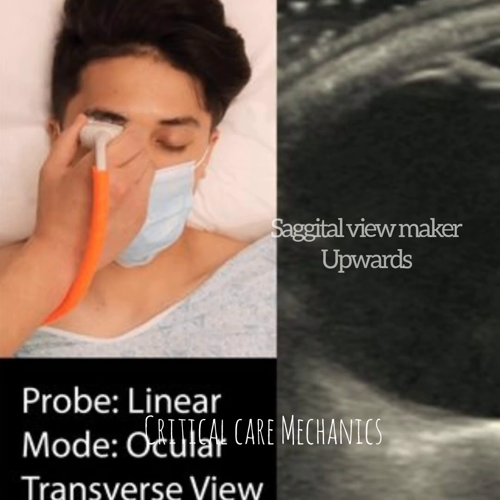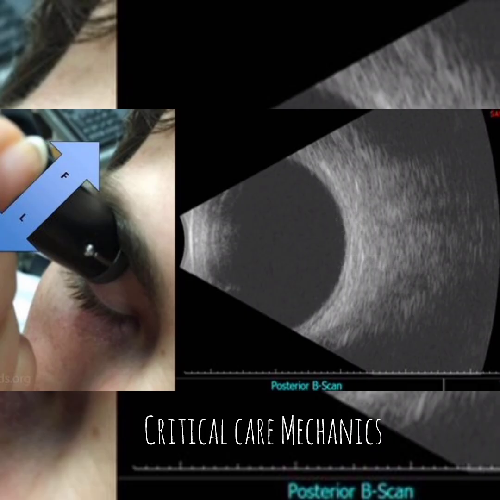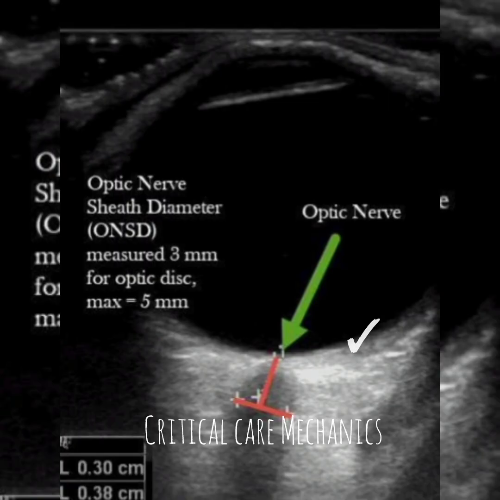2. Identify structures. On ultrasound you'll see the globe appears as anechoic, black. The retina appears as a hyperechoic line. The optic nerve is a hypoechoic tubular structure behind the globe. 3. Measurement point, most important: measure 3 mm posterior to the retina. This is the standard point because sheath expansion is most sensitive here.